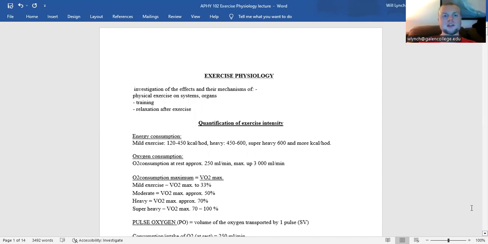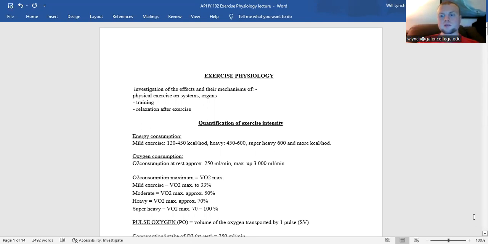So exercise physiology, as it would imply, is the study of the mechanisms that are going to be happening during and after physical exercise. This is going to consist of the training portion, as well as the body's adaptations to it and what happens as far as recovery in the immediate periods after exercise.